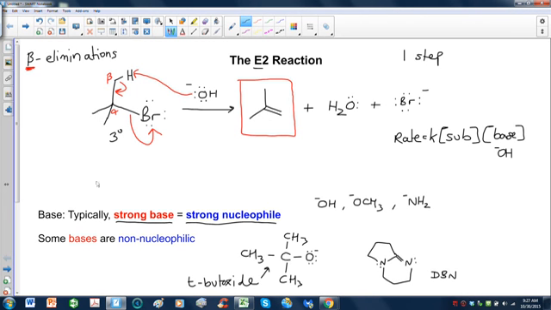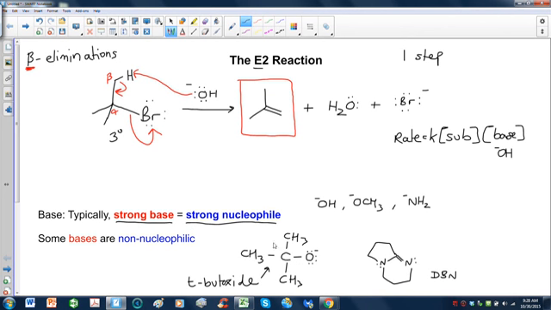So we said typically that strong bases are strong nucleophiles. There are, however, some species that are only bases. In other words, that are strong bases but weak nucleophiles. And as you would imagine, if a nucleophile needs to get into a carbon, the smaller it is, the better nucleophile it is. Or conversely, the bigger it is, the worse nucleophile it is.